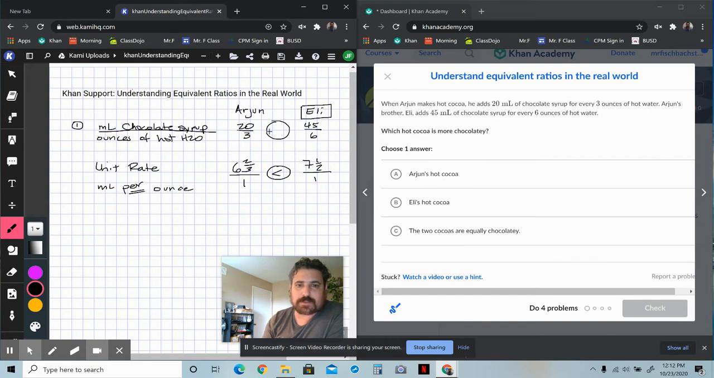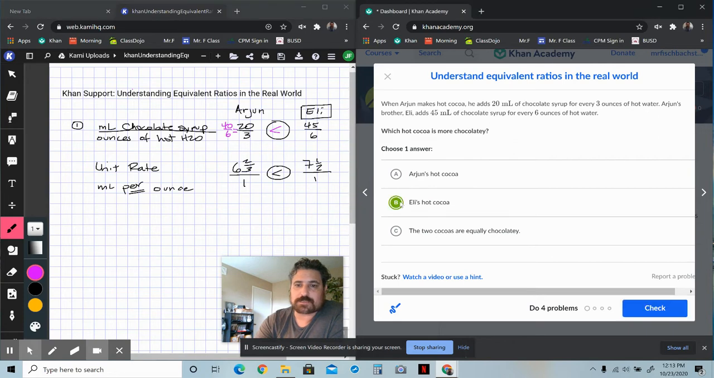You could also compare these in any other way you want. You could have also just done equivalent ratios and said that Arjun's is equivalent to 40 out of 6. I just wanted to go over what a unit rate was with you so you could see that used in the real world as well. If you compared 40 over 6 to 45 over 6, obviously 45 wins. So no matter how you think about it, Eli is definitely going to have a more chocolatey drink than Arjun. So it says which hot cocoa is more chocolatey. You would say Arjun is the less chocolatey and Eli is the more chocolatey.